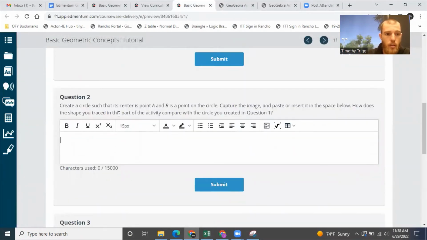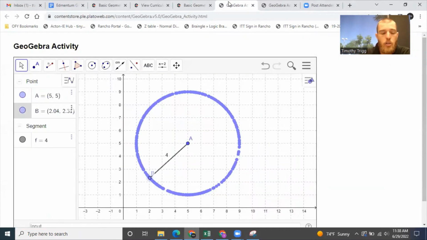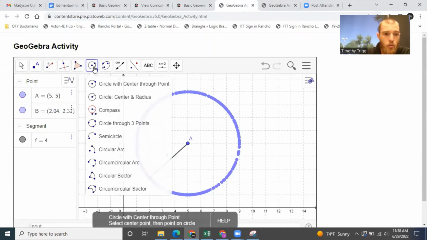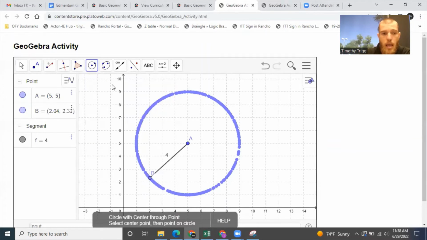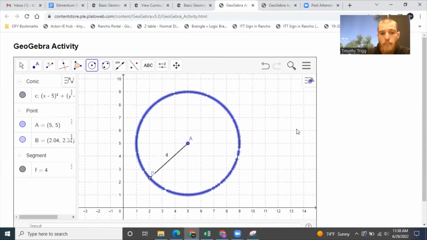Create a circle such that the center is point A and B is a point on the circle. Capture the image and paste or insert it in the space below. How does the shape you traced in the first part of the activity compare with the circle you created in question 1? So what you would do here is go to this circle tool, and then go to circle with center through point. Click on this, click A as the center, and then click B as the point, and it will create a circle right over your trace, just like that.